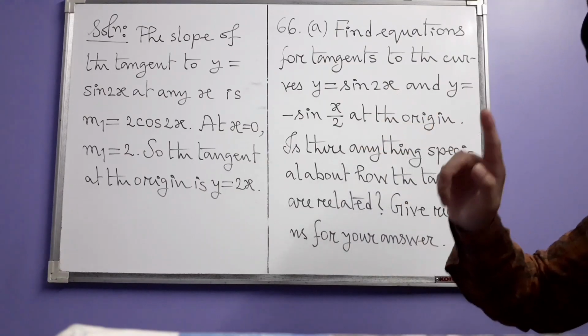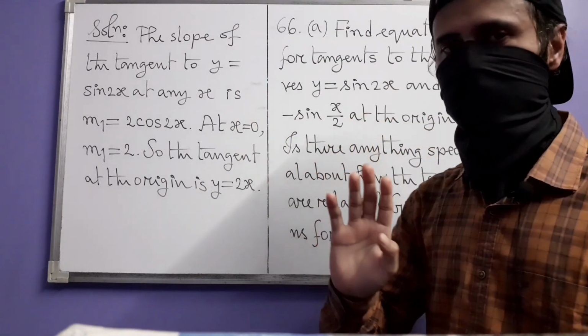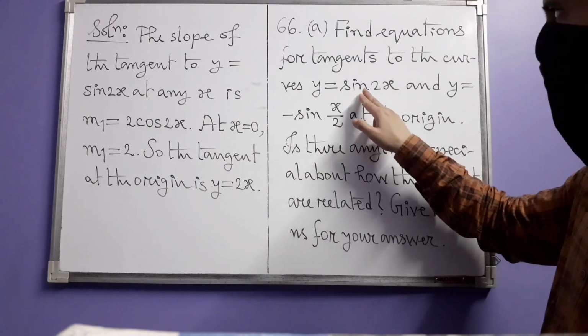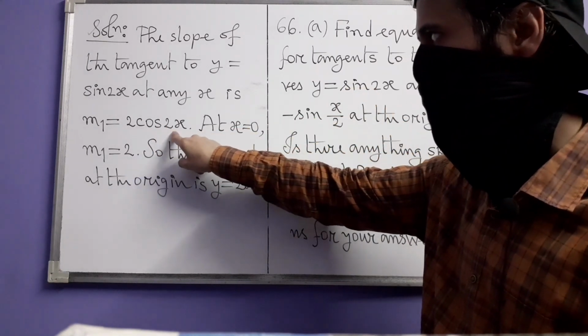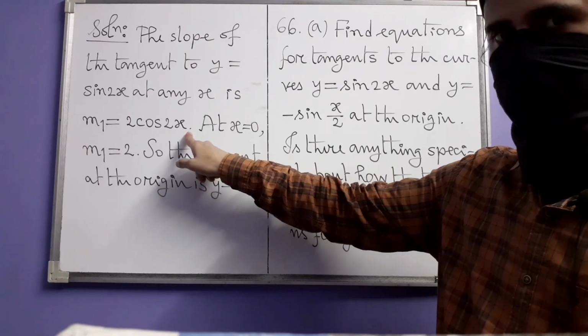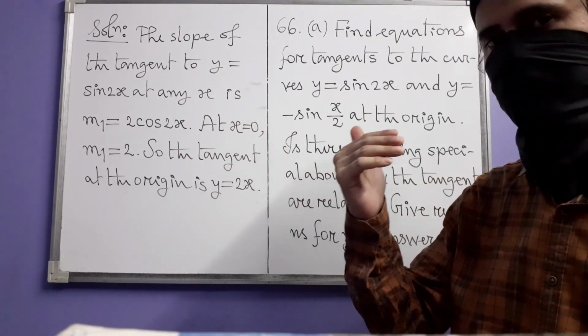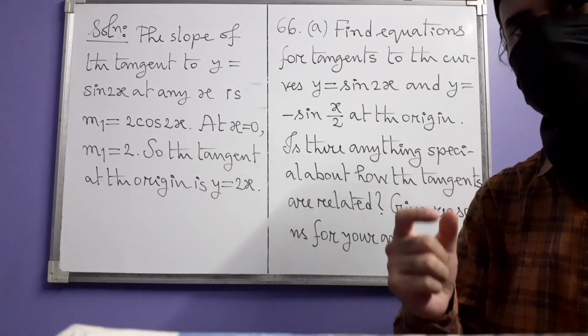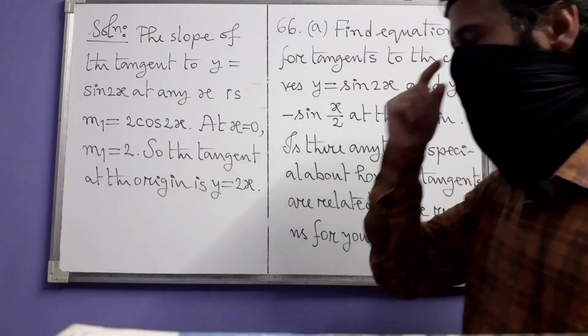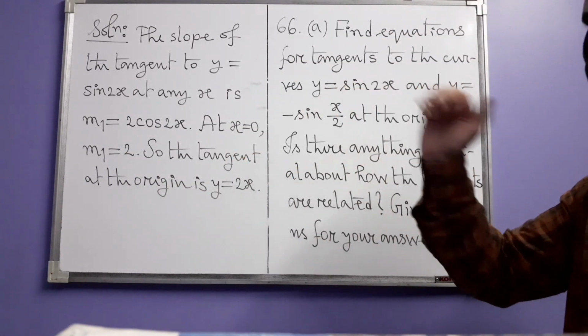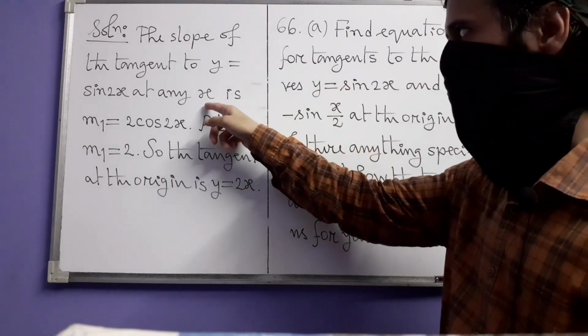So if you apply the chain rule, what will you get? You are going to differentiate the outer function first, that will give you cos, keeping the inner room intact 2x, and then you multiply that with the derivative of the inner room. Differentiating 2x, you get 2. So that 2 I have written here. So that is the slope of the tangent to this curve at any point x.